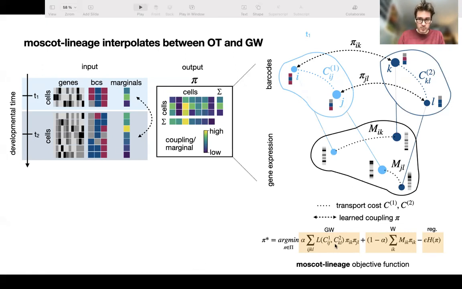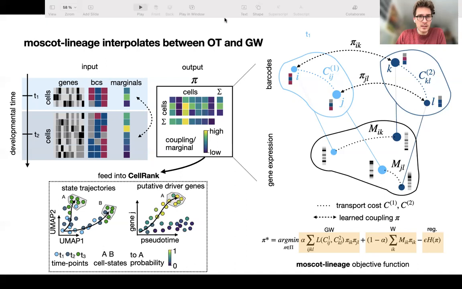So you have a Gromov-Wasserstein term here. That's the first one here. That's weighted by alpha, which is the one I introduced on the previous slide for Moore's model. And the second term here is a Wasserstein term. That is basically what we saw before for the bagels. That is a standard optimal transport term where you link cells directly across time points. And we have an entropy regularizer. And there's this weighting term alpha that basically determines how much weight do we give to Gromov-Wasserstein, how much weight do we give to Wasserstein. Once you have this coupling, you can feed it, for example, into cell rank to get out state trajectories, so fate probabilities, and putative driver genes.